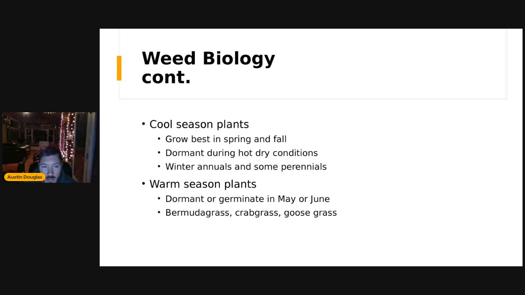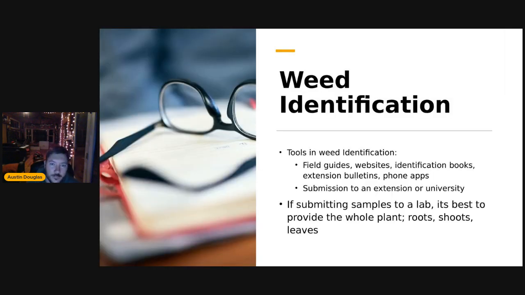They grow best in the spring and the fall, and they generally go pretty dormant in hot, dry conditions. These are going to be your winter annuals and some perennials. Warm season plants are dormant or wait to germinate until about May or June here in Michigan. Those would be like your Bermuda grass, your crabgrass, goosegrass, otherwise known as quack grass.